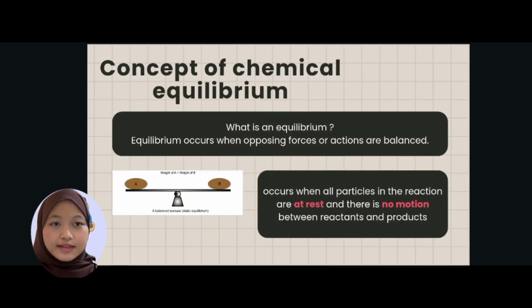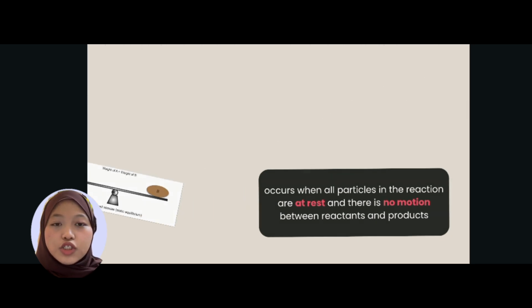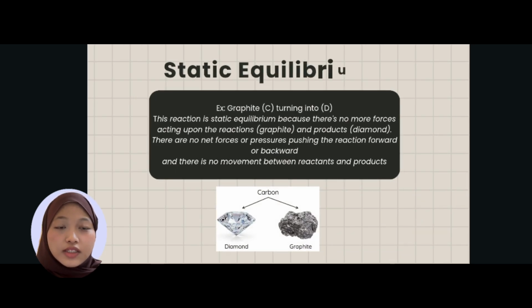I will now explain about chemical equilibrium. So first, what is equilibrium? Equilibrium occurs when opposing forces or actions are balanced. It occurs in static equilibrium when all particles in the reaction are at rest and there is no motion between reactants and the products. Okay, so that was equilibrium.